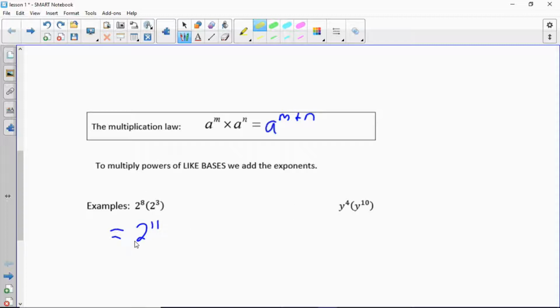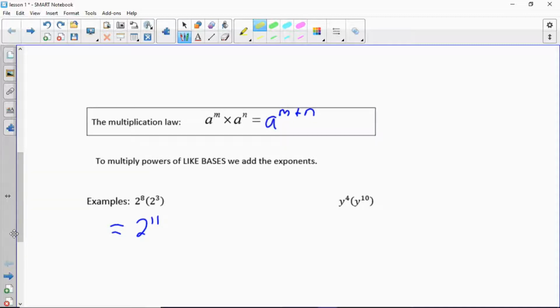Now you might be saying, why do I need to do this? Well, you don't necessarily. You could say, for example, 2 to the power of 8 is 256. And 2 to the power of 3 is 8. So you could say, why can't I do 256 times 8? I'll get the same thing. And the answer is, yes, you will get the same thing. It's the same as 2 to the power of 11, which I believe is 2048.